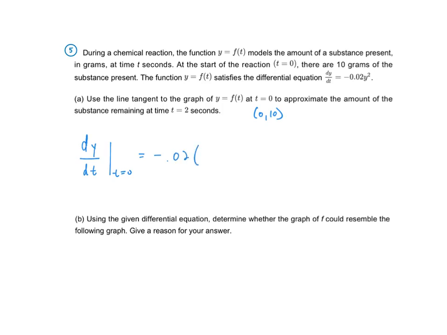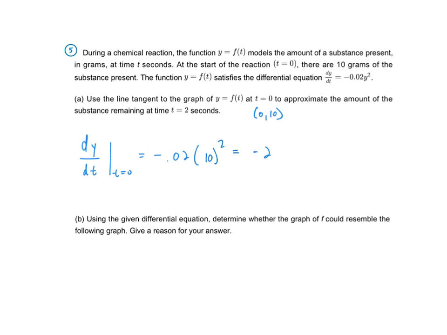Negative 0.02, and then when t is 0, y is 10, so this is really 10 squared. And so it's 100 times negative 0.02, and that's just negative 2. Okay, so now that's going to be the slope of our tangent line.